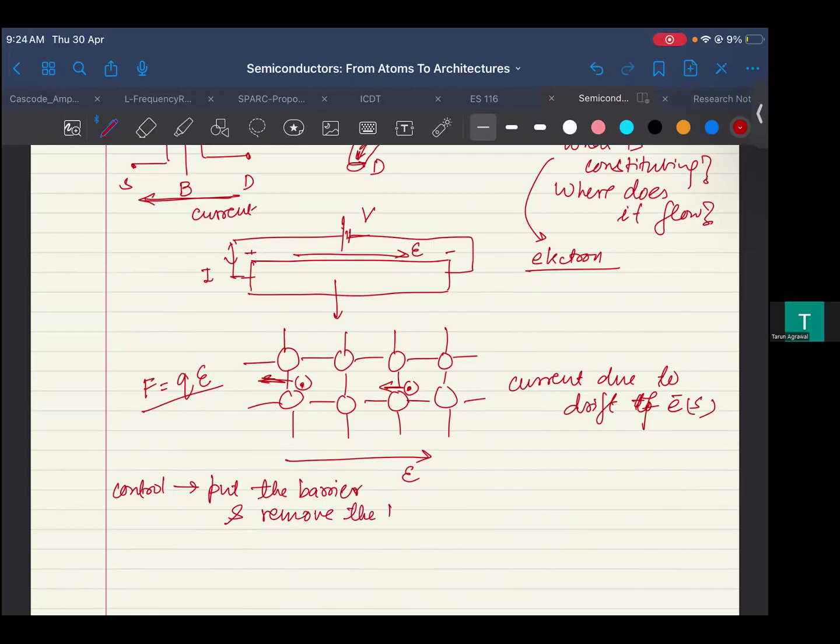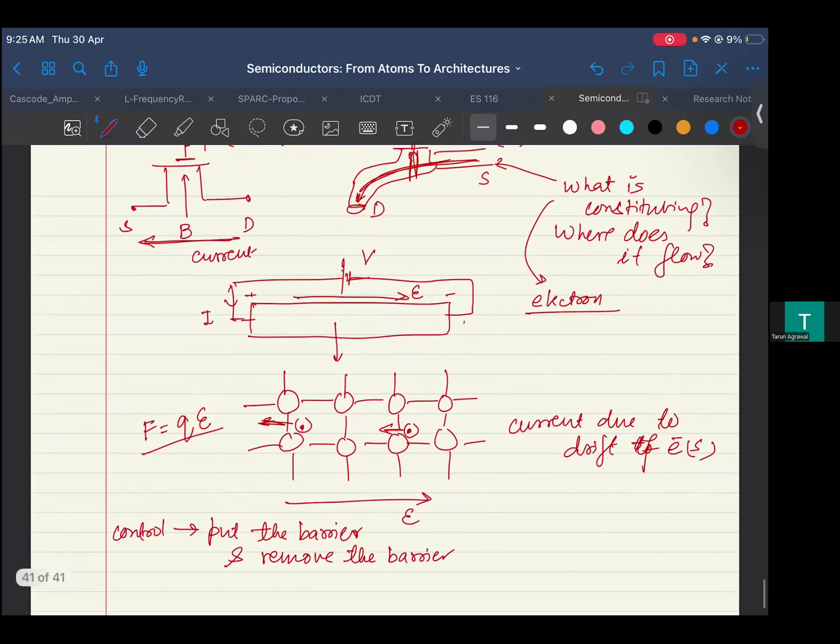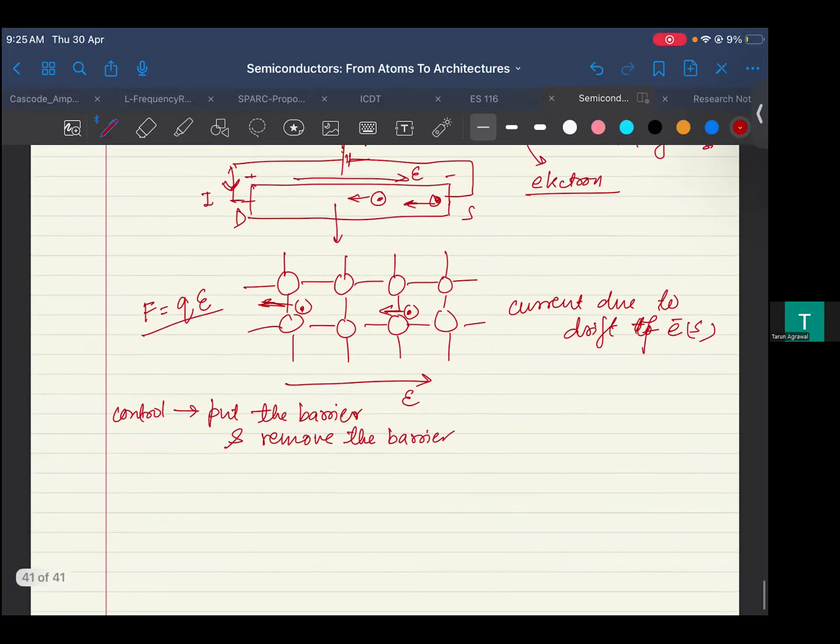So that is how you can control the flow of current, because this electric field is what we are applying. You can think of this as an analogy of the drain and source, right? Which is what we are applying, or the other way around. Where you see that the electron will drift this way, right? And the current which is flowing is obviously in the other direction of the electron. That is the convention of the current.